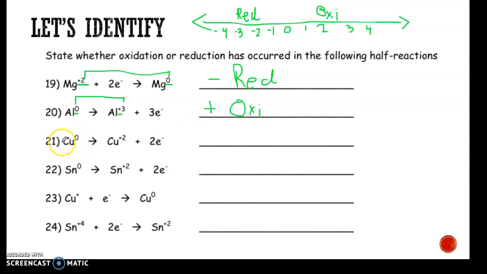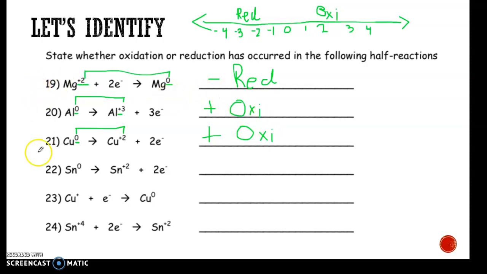All right. For number 21, because we have 0 to +2, we are becoming more positive. We are oxidizing. Perfect. So that should help you identify which one is oxidizing and which one is reducing. Go ahead and finish the other three on your own.